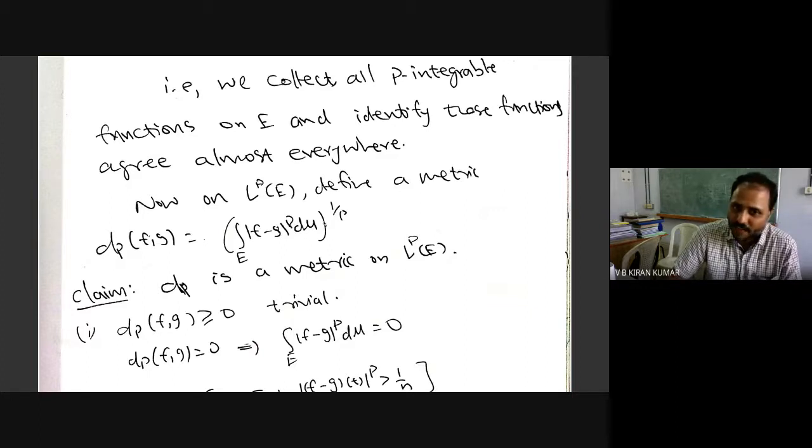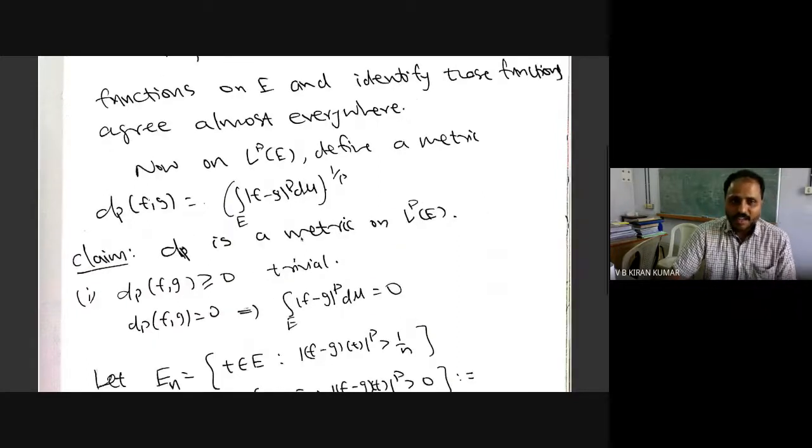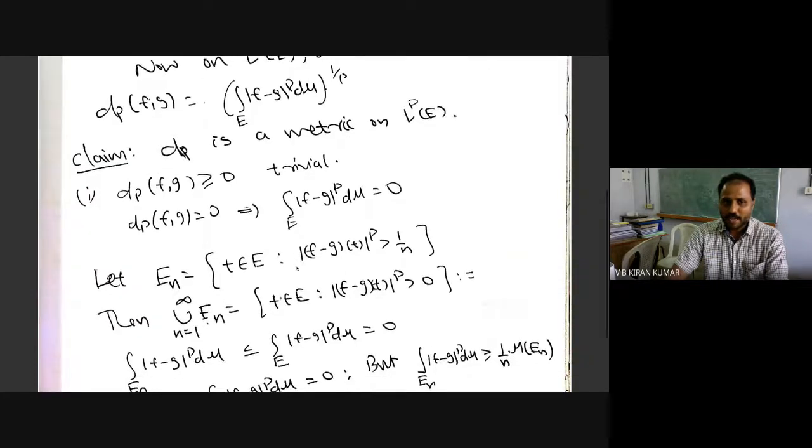But here we are dealing with Lebesgue integration only, Lebesgue measure only. But if you do it in an abstract way, using counting measure and so on, you can obtain small LP also. Now, this is my metric: d_p(f,g) is equal to the integral over E of |f minus g|^p, all to the power 1 by p. Now, my claim is that it's a metric.